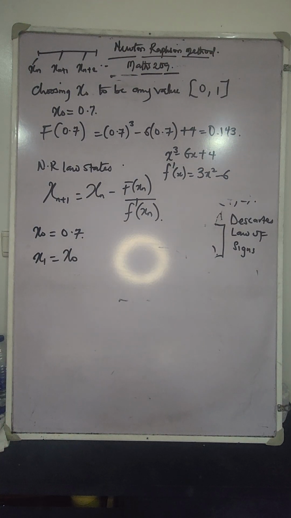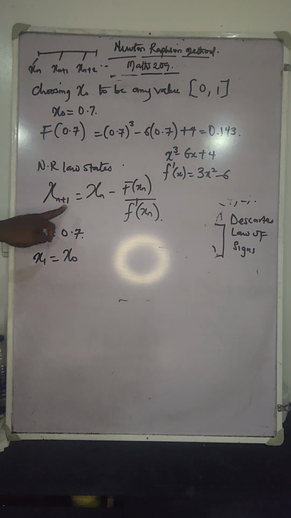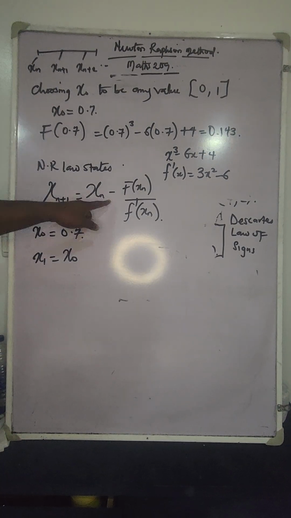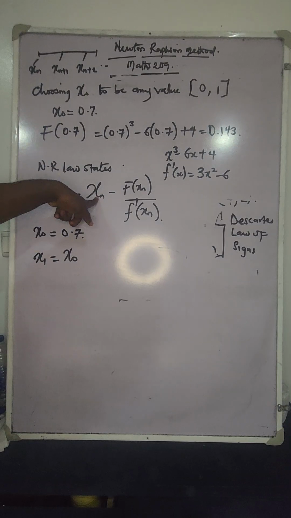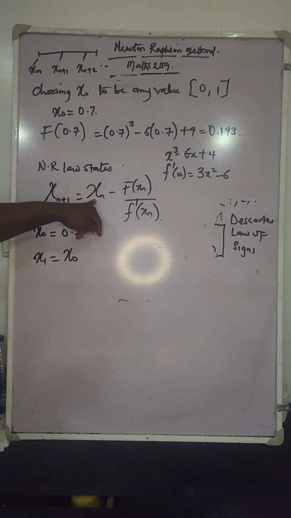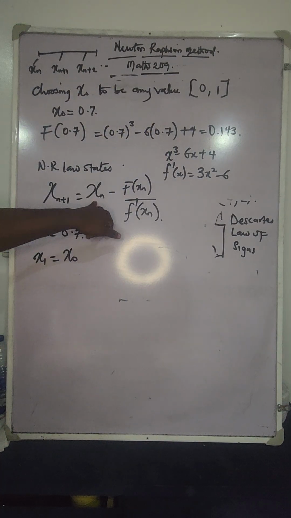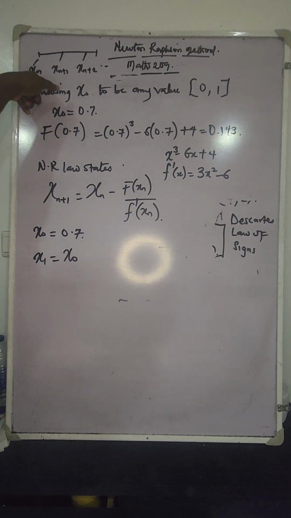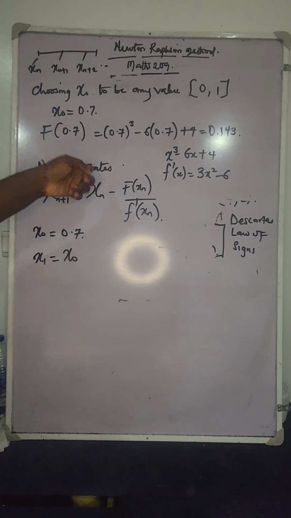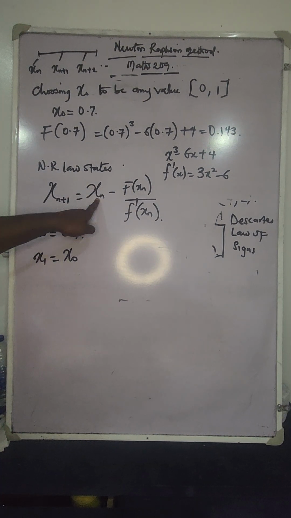What it simply means is that before you get to this place, the next term is equal to the previous term minus f of the previous term all over f prime of the previous term. So Raphson's is simply saying, whenever you are going to the front, remember where you are coming from. This is where you are coming from, minus f of where you are coming from, divided by the differential of where you are coming from.